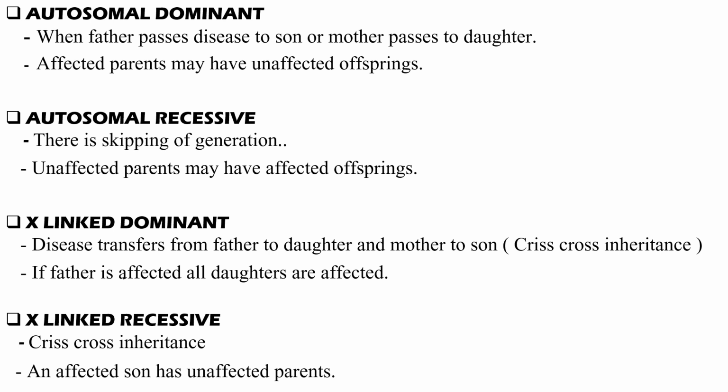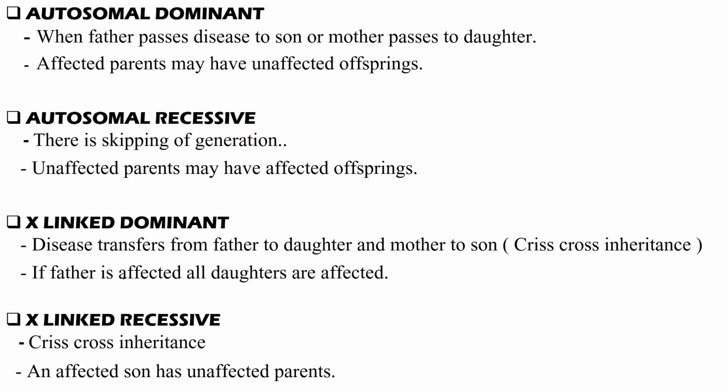So here are the four types of diseases. First is autosomal dominant disease. Here, father passes the disease to son and mother passes the disease to daughter. That means this disease is transferred to the same gender. Second is affected parents may have unaffected offsprings. That means even though parents are affected with the disease, this disease cannot be seen in their offsprings. This is also a case in autosomal dominant disease.